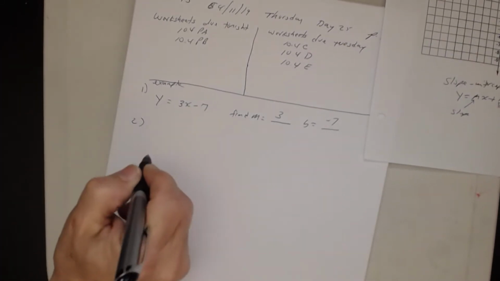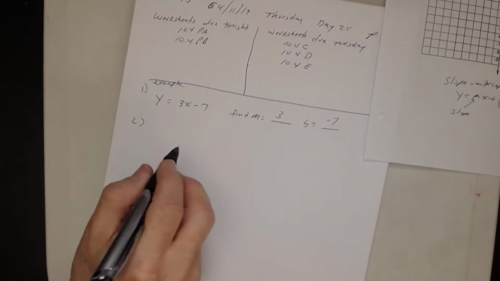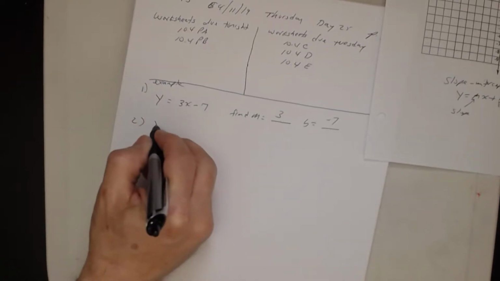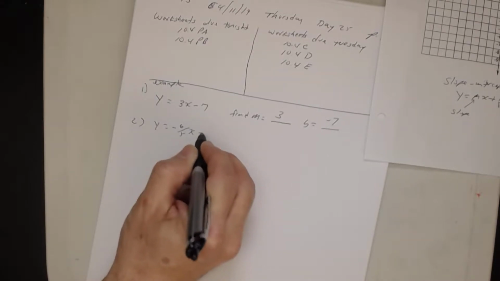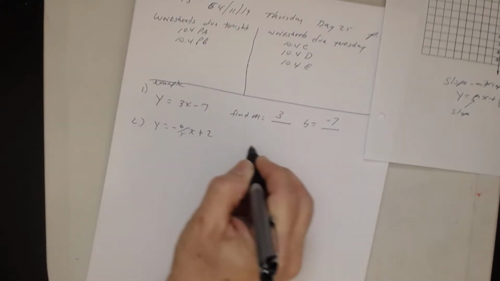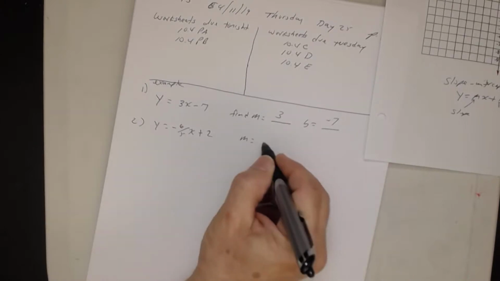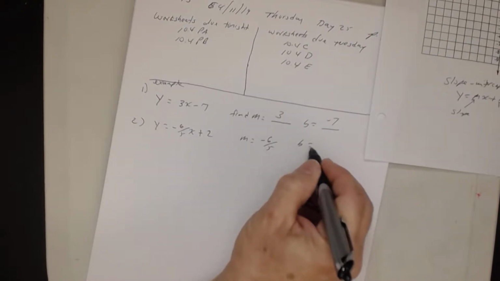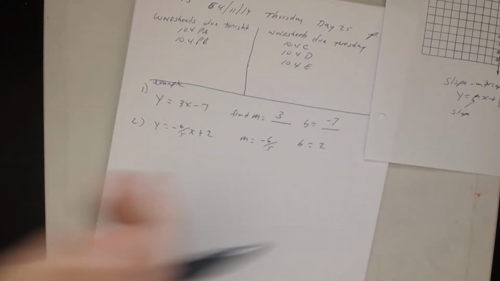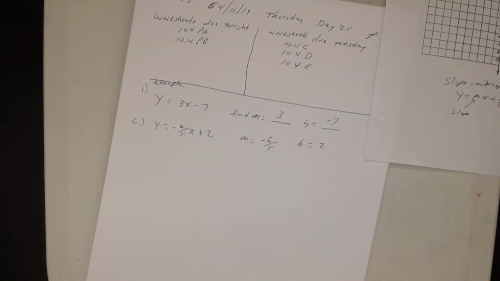Okay, number 2. Let's suppose you had y equals -6/5 x plus 2. What's the slope? -6/5. And what's the y-intercept? 2. So the graph will cross the y-axis at 2.